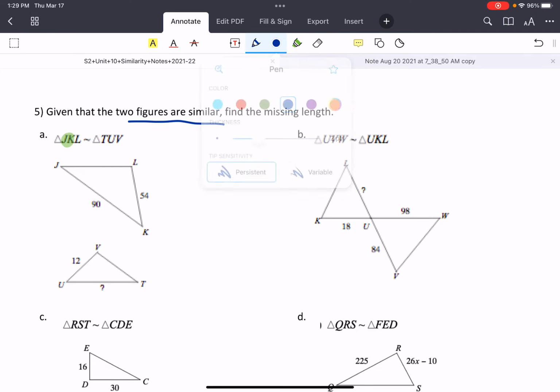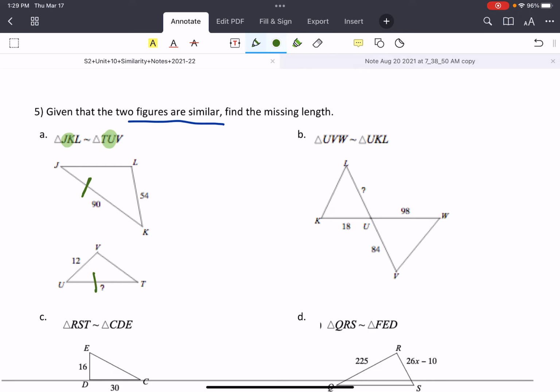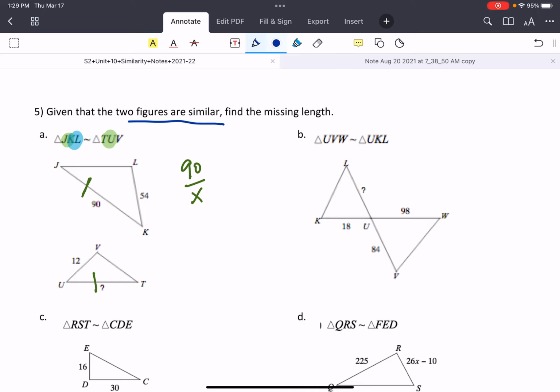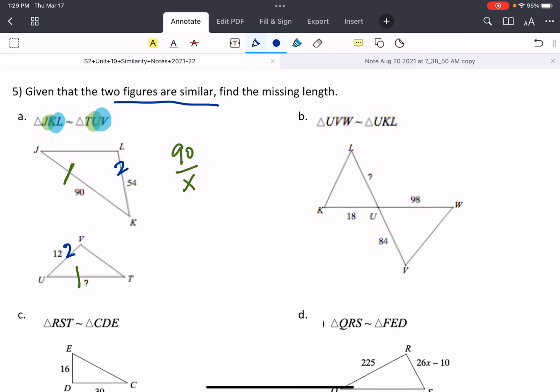JK is this side, isn't it, guys? And TU is this side. Oops. All right, so I need to put my 90 with my x. And that is going to be equal to, or KL is our other side. So KL is our 2, and UV is our 2. I sure hope that enough of you are paying attention to see that. So 90 matches with our 54.